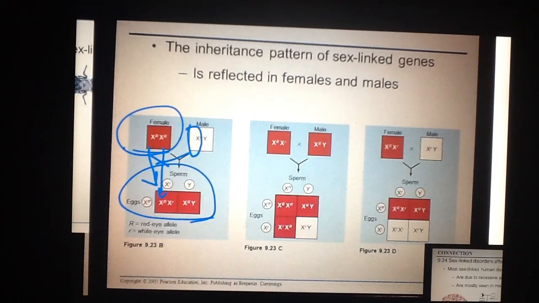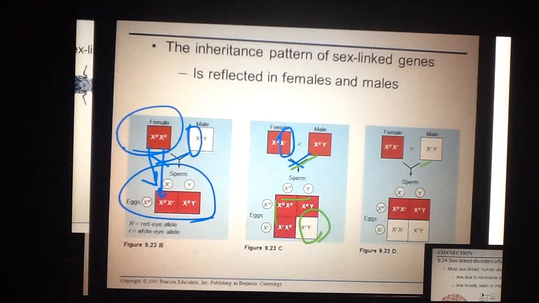However, if you look at a male and a female, and the female is a carrier of the white-eyed or recessive trait, but the male has the dominant, when you cross them, you only have a 25% chance of creating a male with that recessive white-eye trait, but it's impossible to create a female because the female will always inherit a dominant X from the father.